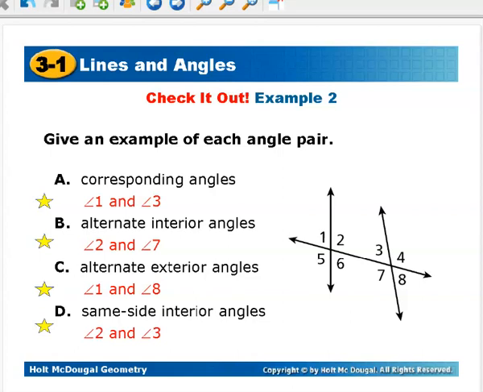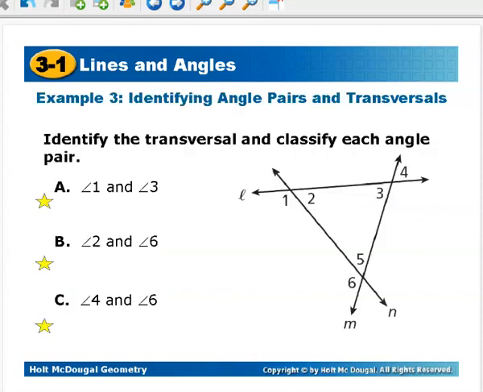Okay, so now we're going to look at one that's still a transversal, but it's a little bit different. In this example, we're going to identify the transversal and then classify the angle pairs. The tricky part about this is all 3 lines are crossing 2 other lines, so we're going to have to base it on the angles.